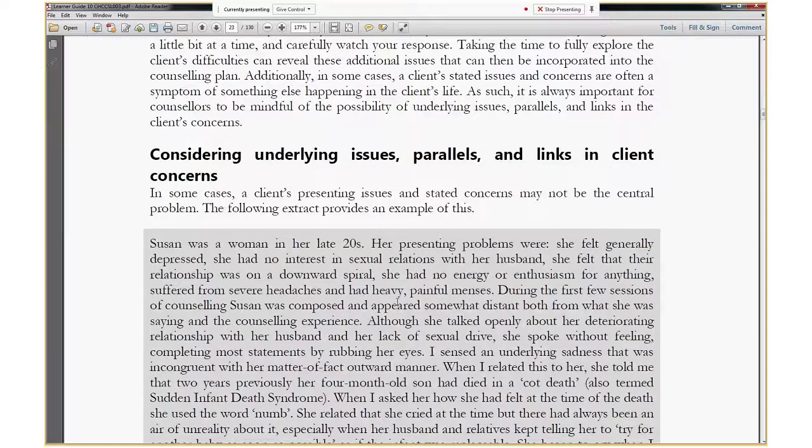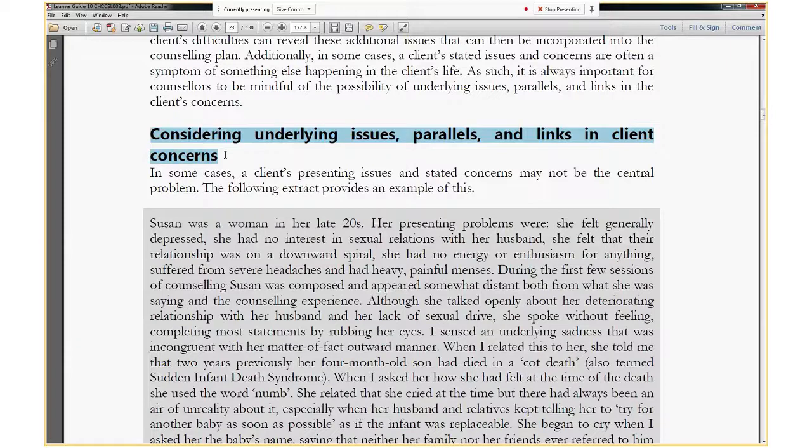Right, this one I want to discuss a little bit. Parallels and links in the client's concerns. Often a client will share a story and you can pretty much feel, especially if you've been in counseling for a while, that this is a repetition of a previous story, or it seems to be a pattern in their lives or a theme that was just coming up.